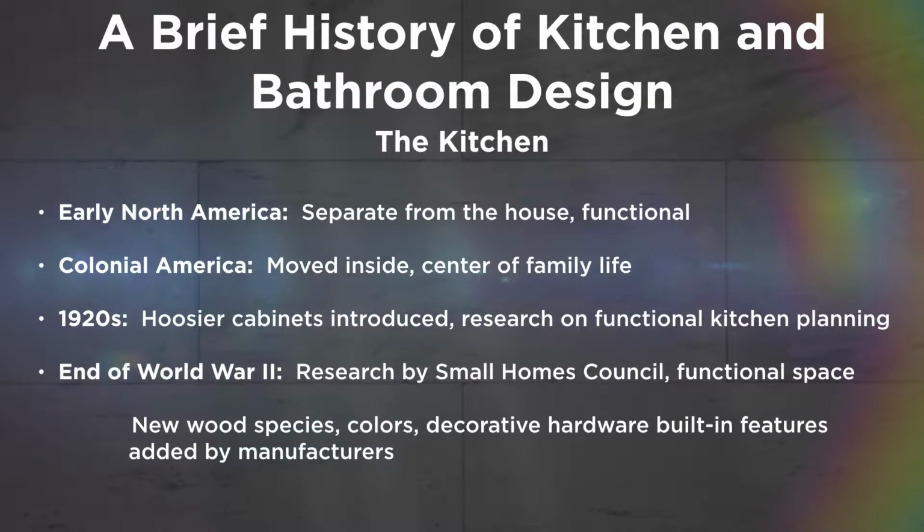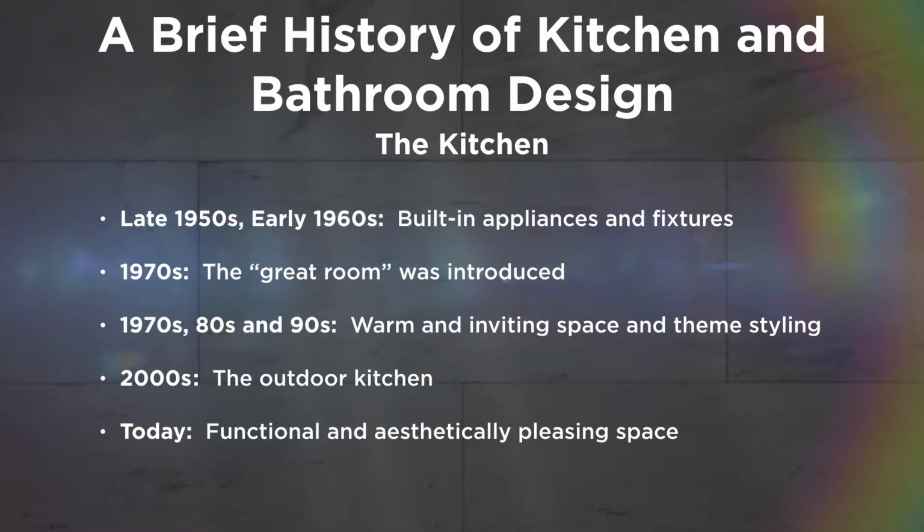Back in the early days of American history, kitchens were separate from the home because of the fear of fires. And in the southern part of the United States, another concern was the heat in a kitchen. So it wasn't until the end of World War II that manufacturers started addressing the aesthetic concerns of the kitchen. Built-in appliances and fixtures started showing up in the late 50s and 60s, and the kitchen began to take on a life of its own in the 1970s, when the great room was introduced.